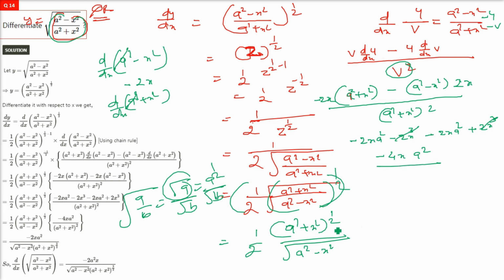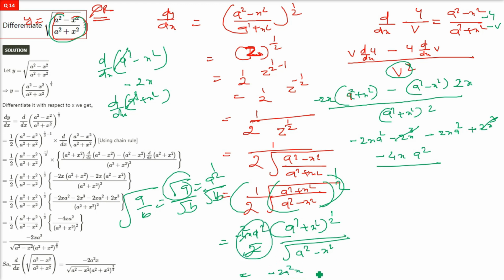And minus 4x a square, you can just write it here and cancel whatever can be cancelled. So this is minus 2x a square. That is minus 2a square. In the final answer, this is going to come. So just keep it like that.